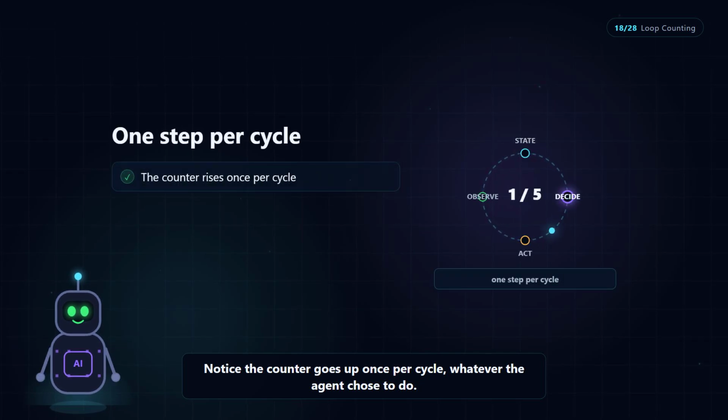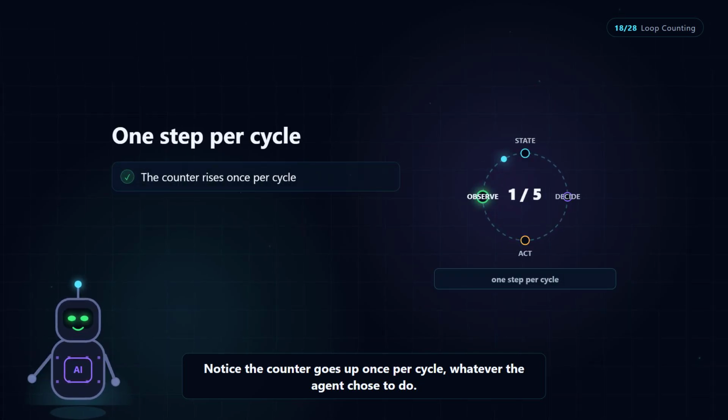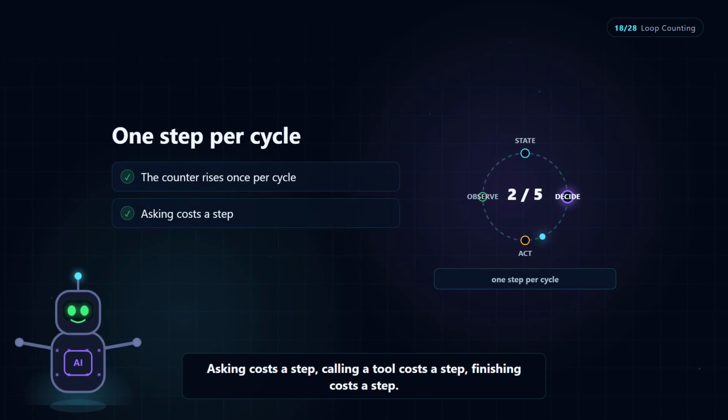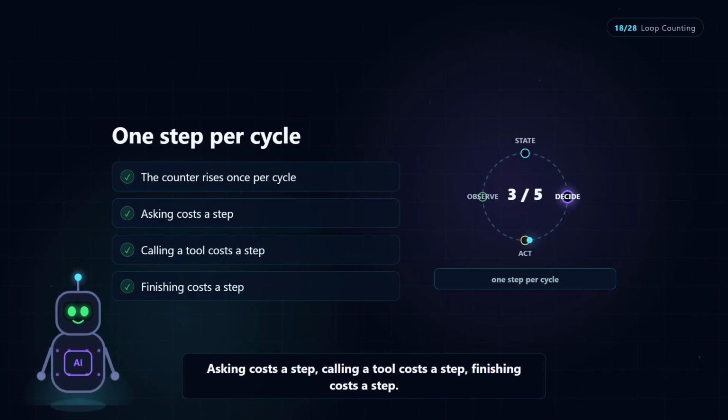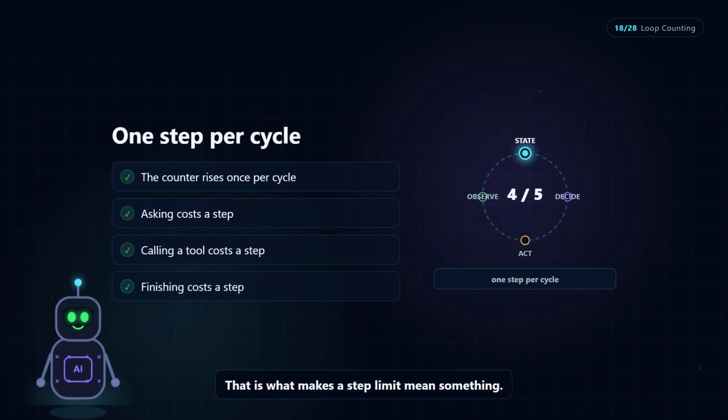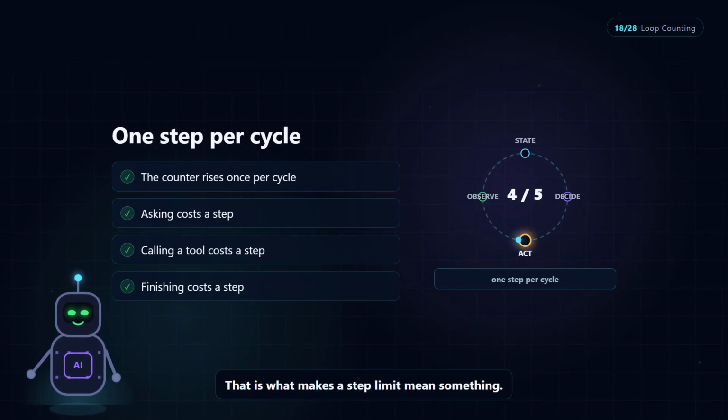Notice the counter goes up once per cycle, whatever the agent chose to do. Asking costs a step, calling a tool costs a step, finishing costs a step. That is what makes a step limit mean something.